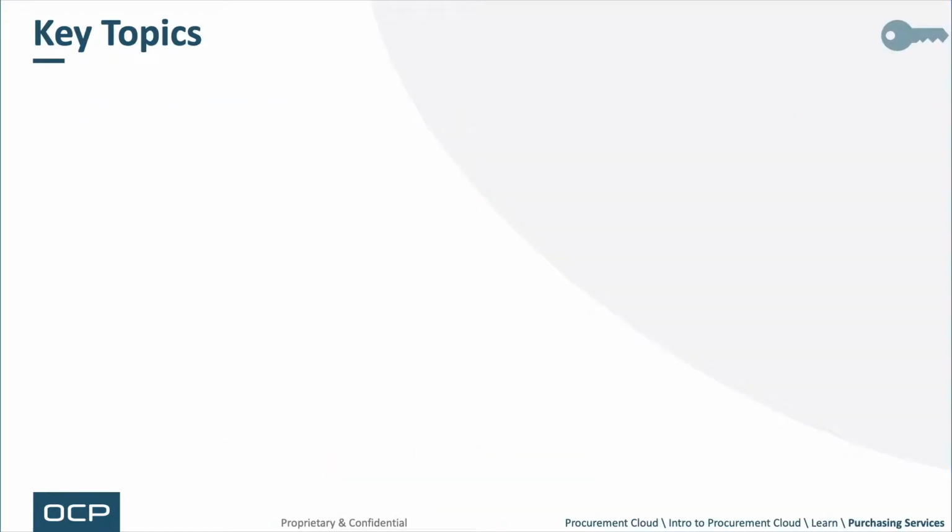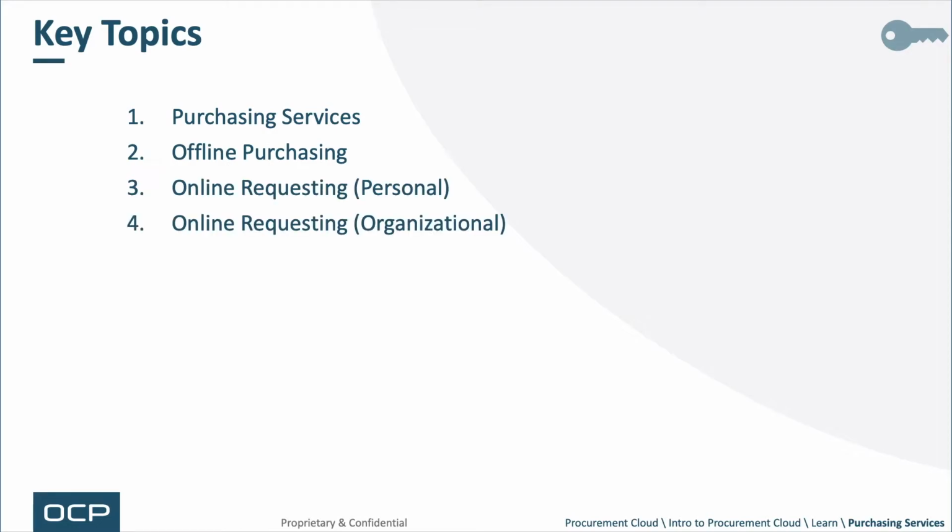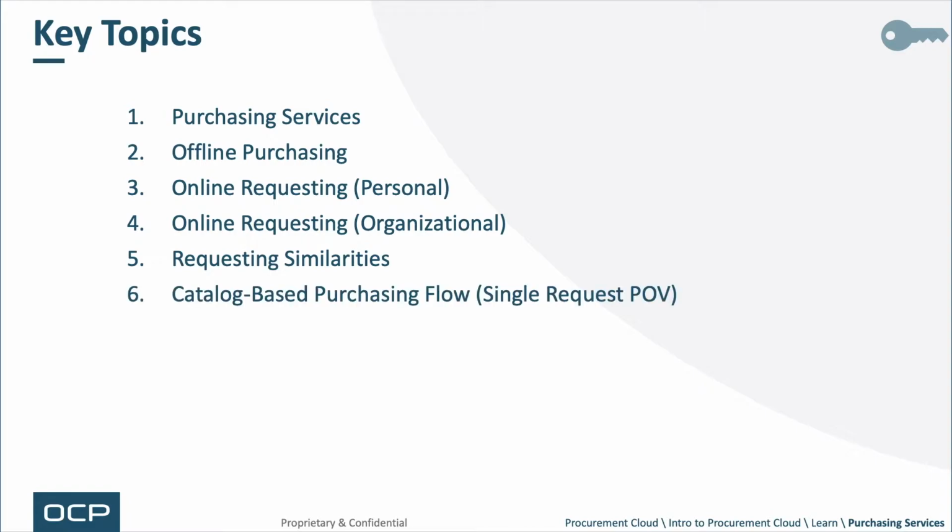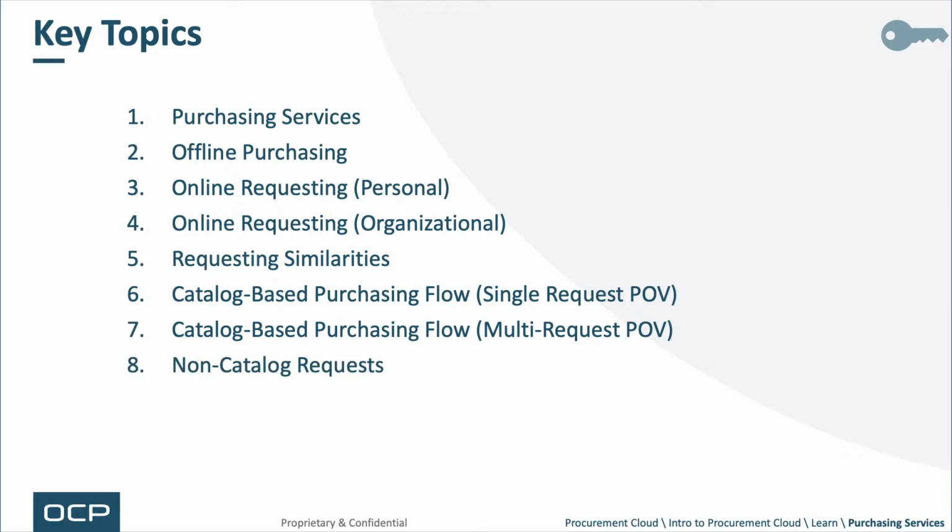All right, so key topics for this presentation: purchasing services, offline purchasing, online requesting personal, online requesting organizational, requesting similarities between those two, catalog-based purchasing flow from a single request point of view, catalog-based purchasing flow from a multi-request or concurrent request point of view, non-catalog requests, and then lastly, non-catalog request purchasing flow. So lots of topics, let's jump right in.